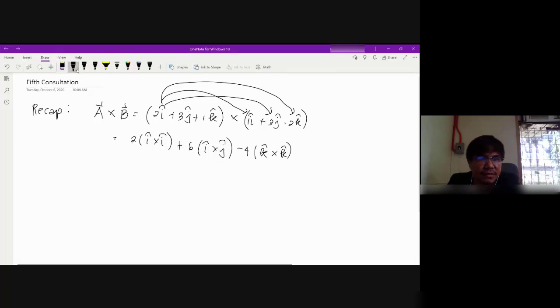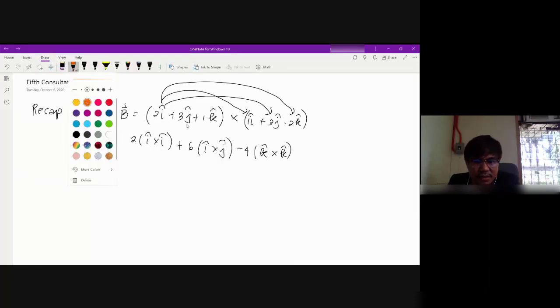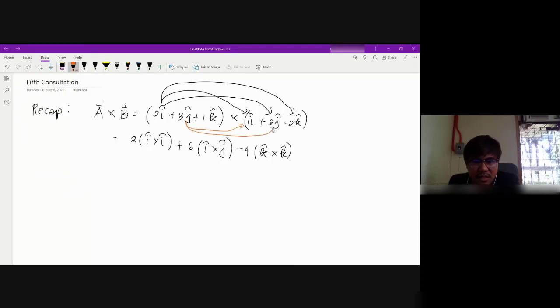So, next kay kini na po yung isa. So, you have second term. So, you have this one, and this one, and then lastly, kini. So, you have plus 3 j hat cross I hat plus 9 j hat cross j hat, and then ako'y minus 6 j hat cross k hat.